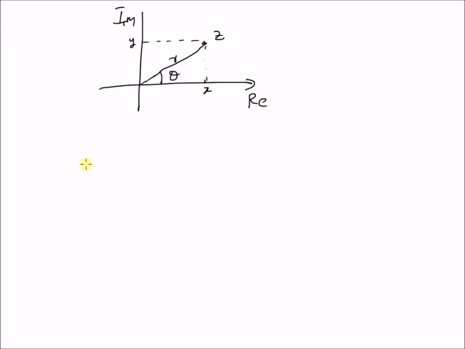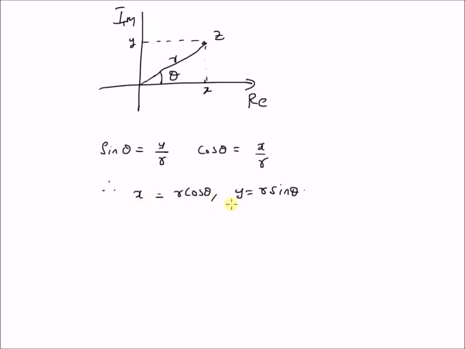So by using the trigonometric relations, we know that sine theta is equal to y by r, that is the opposite side by the hypotenuse, and cos theta is equal to x by r, that is the adjacent side by the hypotenuse. Therefore, given r and theta, x and y can be easily calculated as x equal to r cos theta and y equal to r sin theta. Similarly, when x and y are given, we can calculate r and theta as follows.